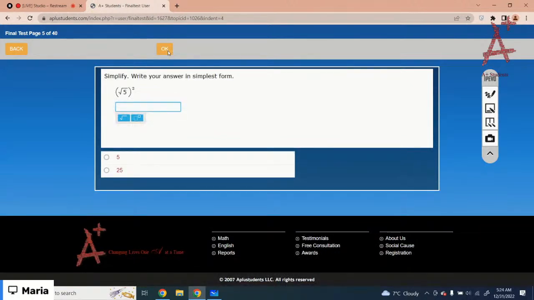Okay, simplify, write your answer in simplified form. So we have to write square root 5 square. So you know that square and square root are opposite to each other. They can cancel out each other. Got it? So the square and square root cancel out and you are left with just 5. So first option is the correct option. Just select the correct option and click on the OK button.